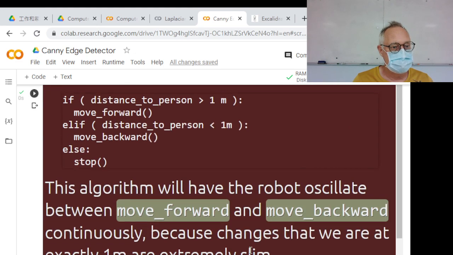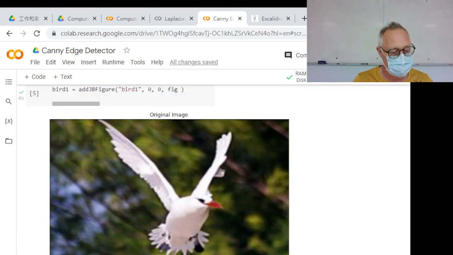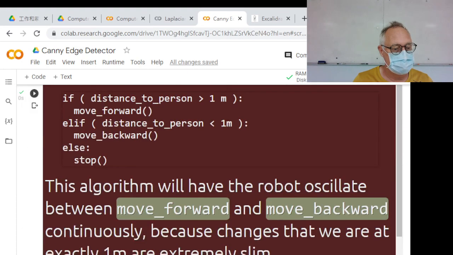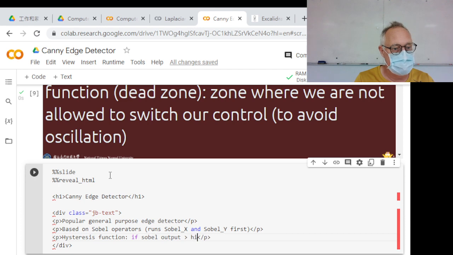The Canny edge detector uses that with low and high, except for detecting an edge pixel. So if the Sobel output is greater than high, then definitely edge, right?